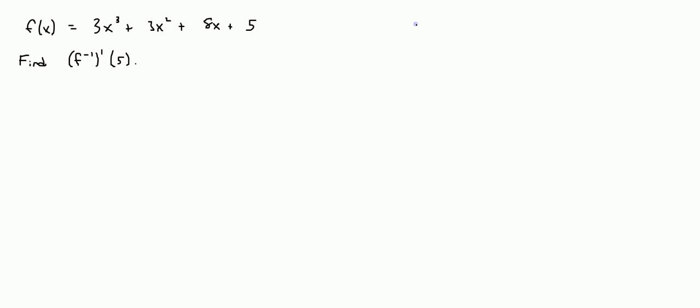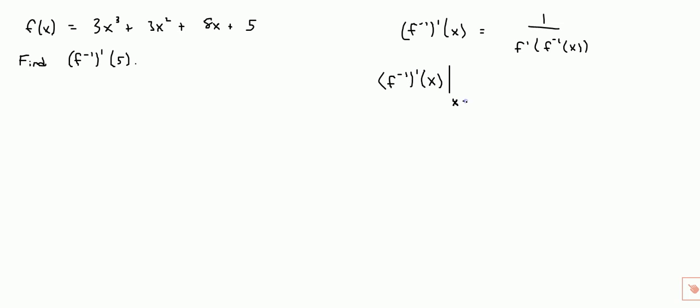So we have to remember this formula. So f inverse prime of x is equal to 1 over f prime of f inverse of x. Okay? So that tells us that if we evaluate this at x equals 5, which is what the problem is asking, that's equal to 1 over f prime of f inverse of 5.